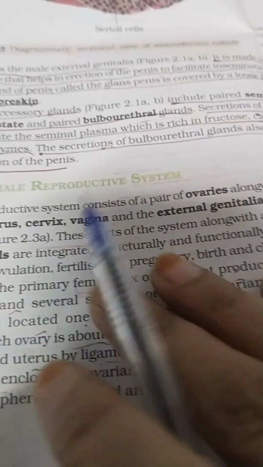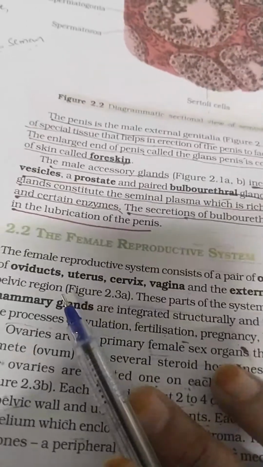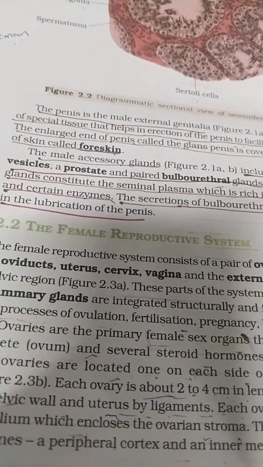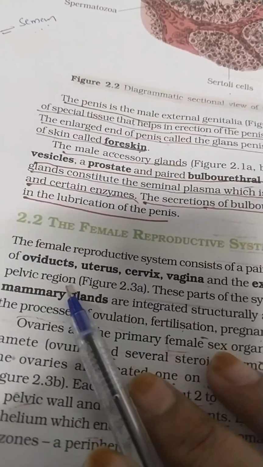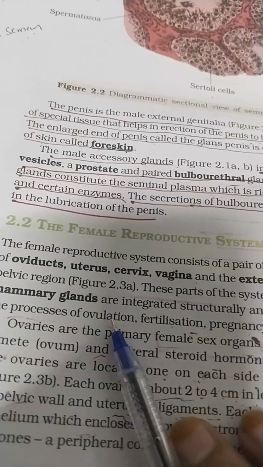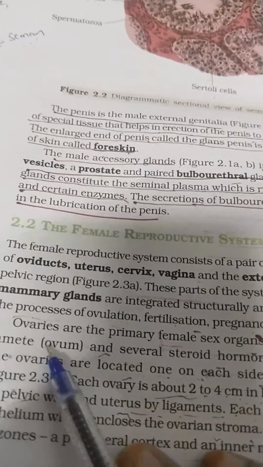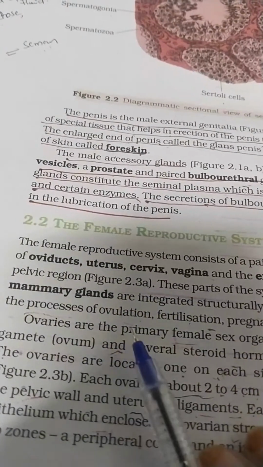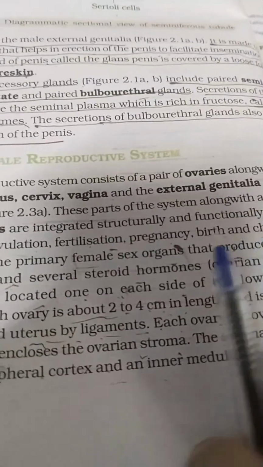So see here in the female reproductive system the main parts are a pair of ovaries, oviduct, uterus, cervix, vagina, external genitalia. These all parts are located in the pelvic region and are integrated with a pair of mammary glands. And these are all involved in processes like ovulation, fertilization, pregnancy, birth, and childcare.